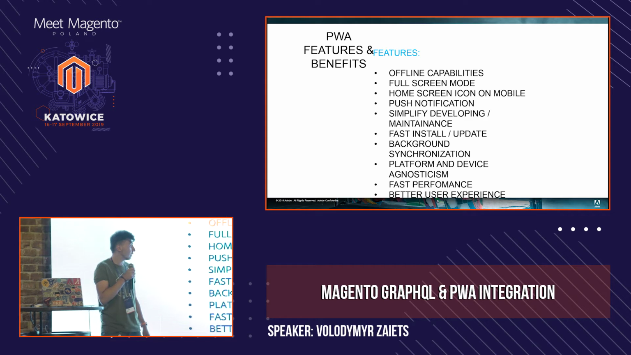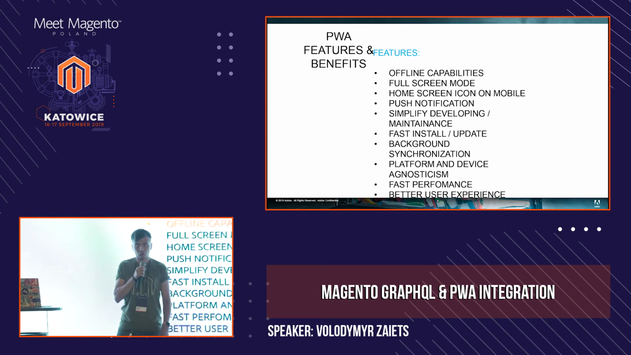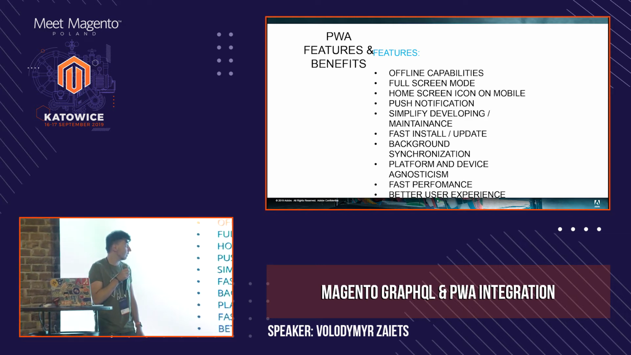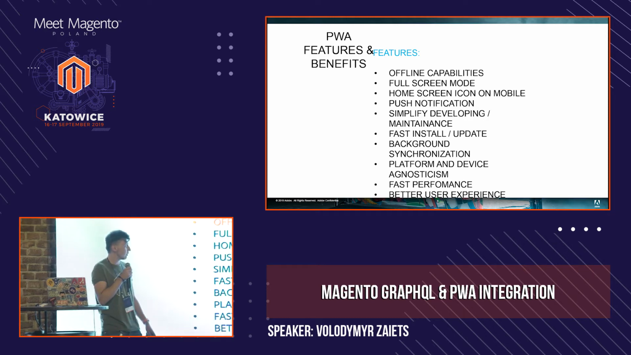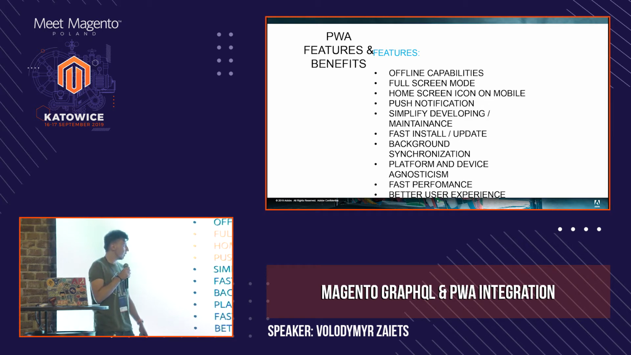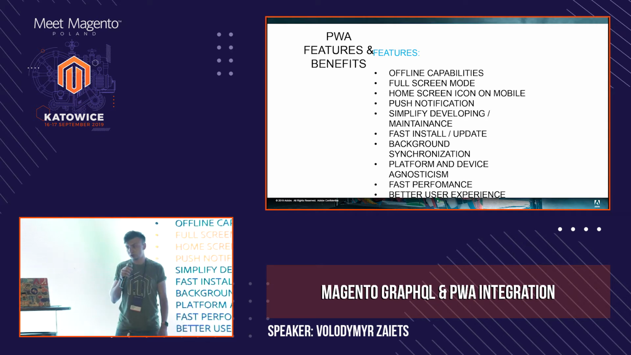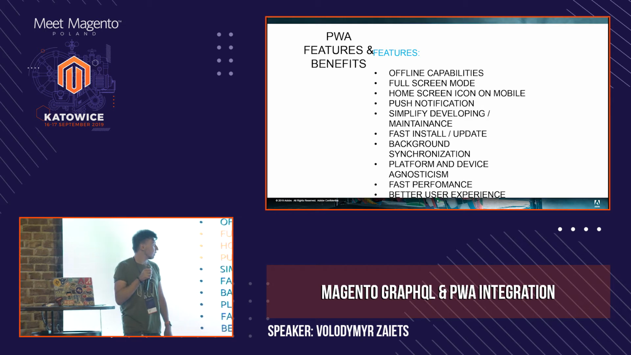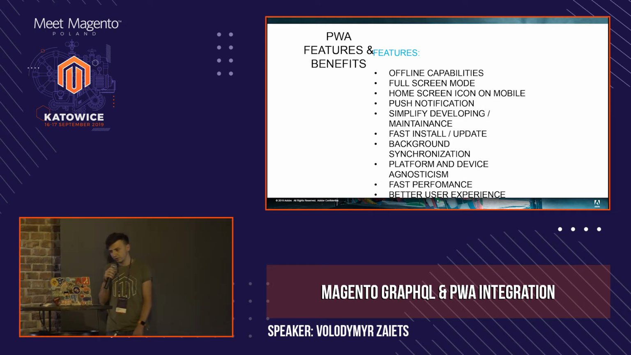The first one is offline capabilities. PWA allows caching selected static files, and it gives the ability to browse the most critical parts of the website offline. Full screen mode, home screen icon, push notifications, all this stuff we are usually used to in native applications, and it's really useful. That's the reason why I installed a lot of native applications for my favorite websites.